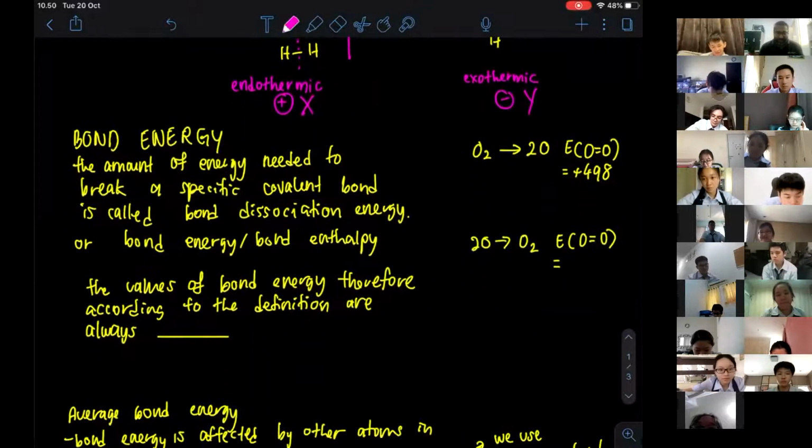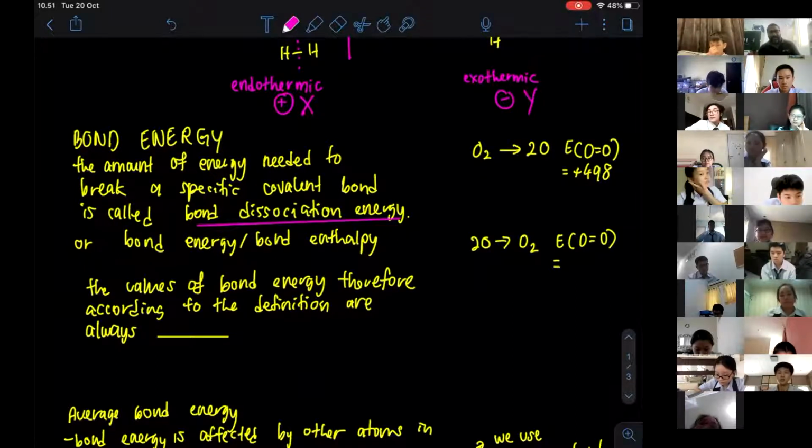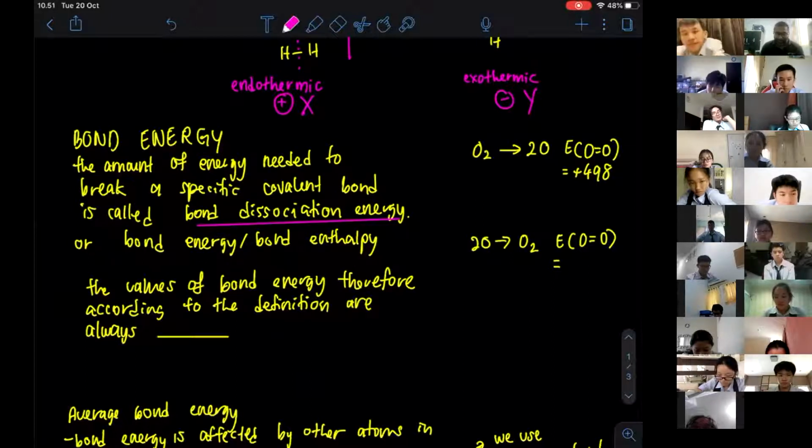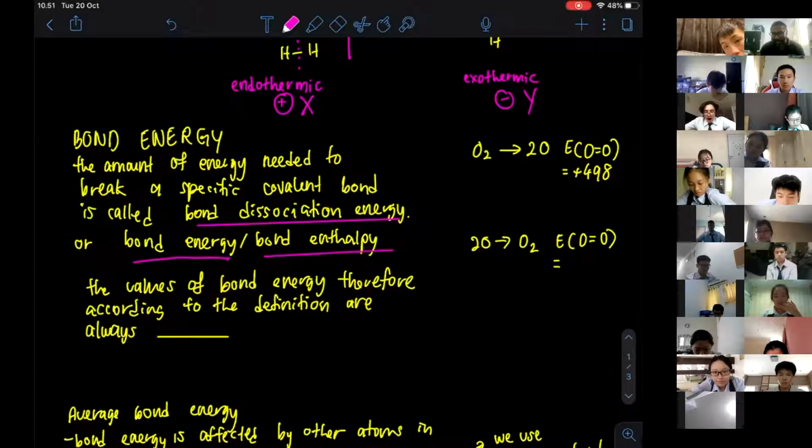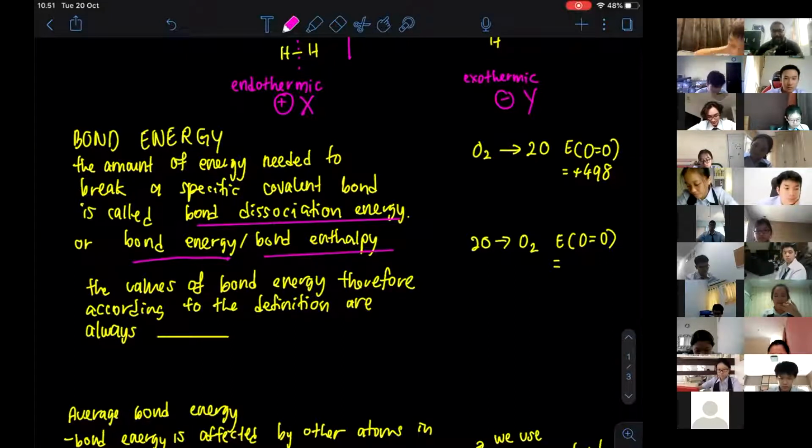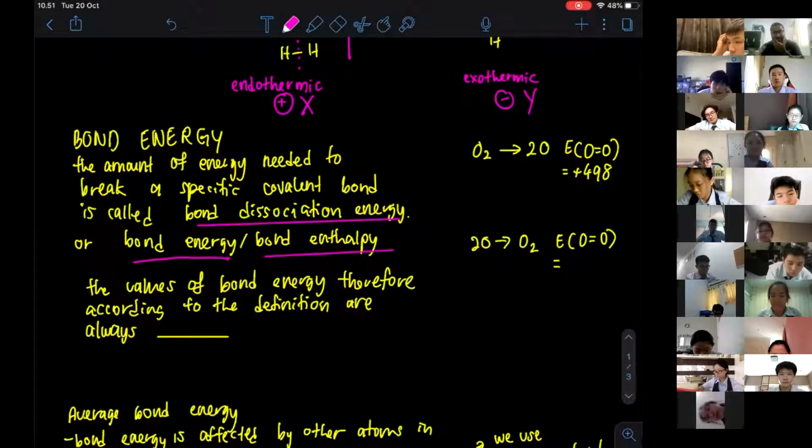The amount of energy needed to break a specific covalent bond is called bond dissociation energy. And since it's quite long, bond dissociation. Dissociation means you want to bring them separately. Since it's too long, you can also call it bond energy, or you can call it bond enthalpy. Energy means enthalpy, so it's the same thing. Bond dissociation energy and bond enthalpy are the same thing. So it's the bond energy, the energy required to break the covalent bonds, right?